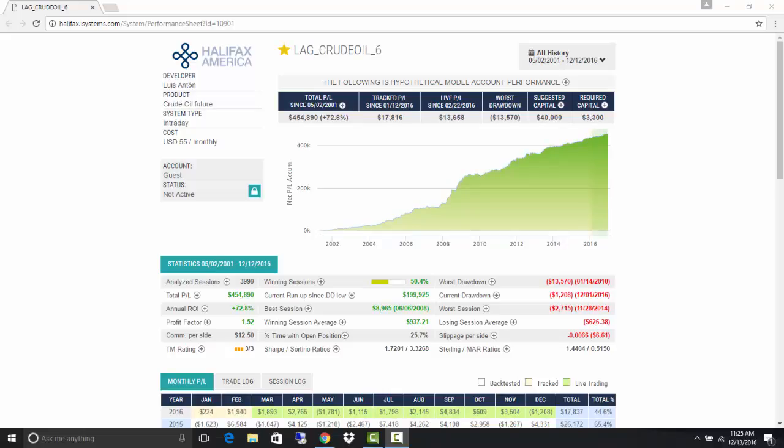And for our final system, we decided to select an algorithmic strategy that trades energies, in this case, the crude oil futures. Its worst historical drawdown relative to suggested capital is about 34%. It's just reaching the limit that we set for ourselves of 35%. Its profit factor of 1.52 is positive, and the frequency of gains versus losses is at 50.4%.